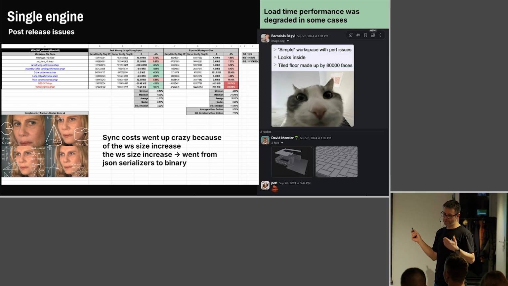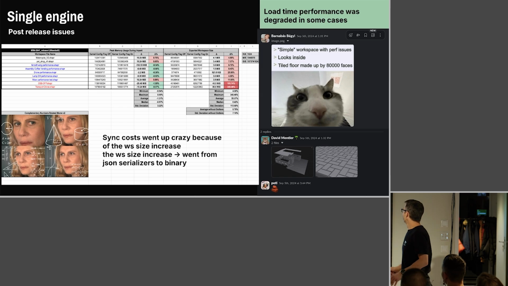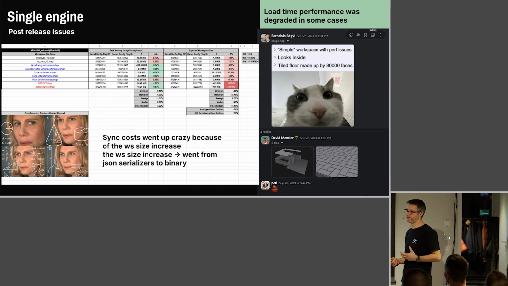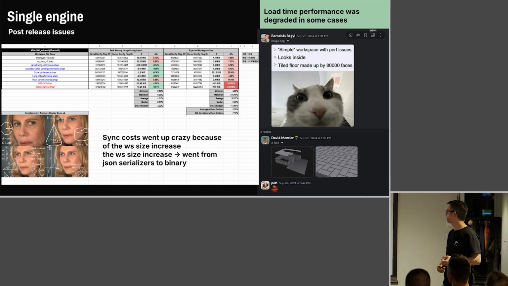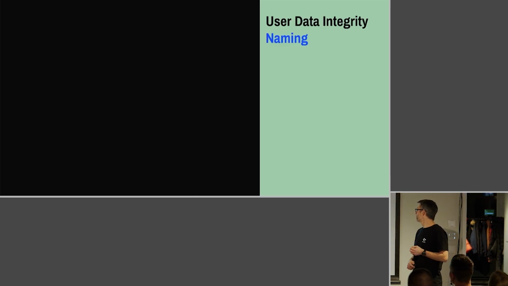Then, as I mentioned, we had load time performance issues. In some cases it was degraded. One nice example is a workspace where one of our users modeled a layout of a building brick by brick. This is not a usual use case, but it still shows that the system is not yet robust enough, so we needed to tackle these too.